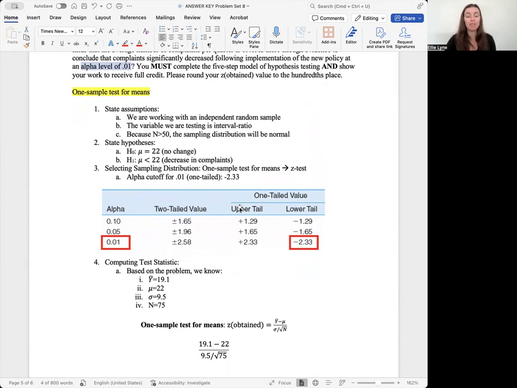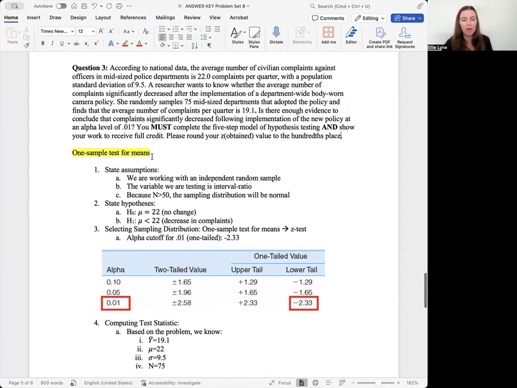All right, so now that we have that set up, let's go ahead and conduct our test here and compute our test statistic. So I'm going to scroll up here just so we can gather our information from the question itself. So based on the problem, we know a couple of things. We know that there was an average number of complaints per quarter within the sample itself of 19.1. So that's where I got that information here. Again, that is for our sample rather than the overall population.